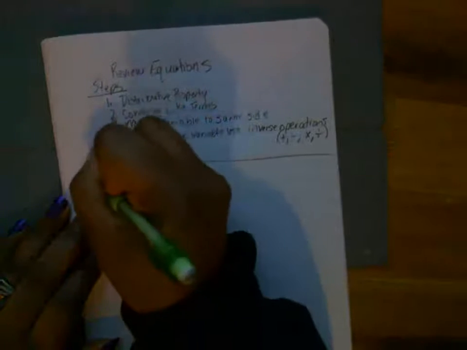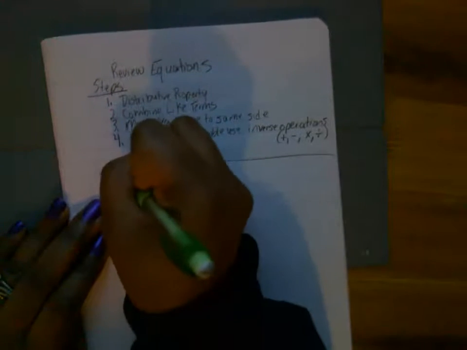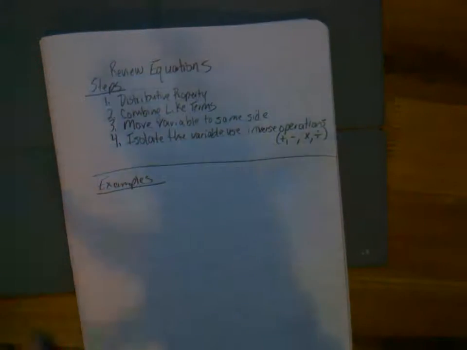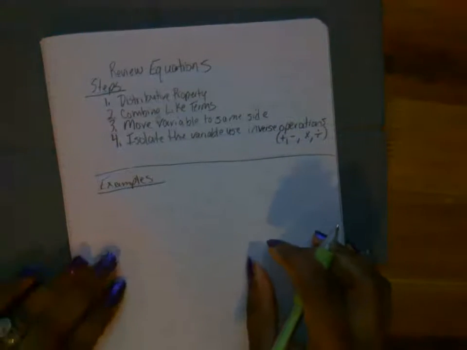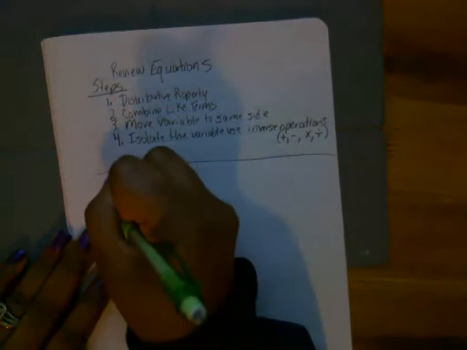Okay, so now we want to do some examples of solving equations using our steps. Remember, we are not going to use all of these steps for all of the problems because they're all different. So if we don't see distributive property, then we skip that step. If we don't have like terms that we're combining, then we skip that step. If we don't have variables on both sides, then you skip that step. All right, so let's go with the first one, number 1.